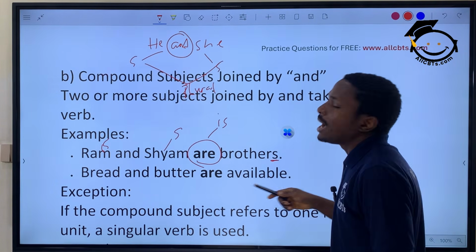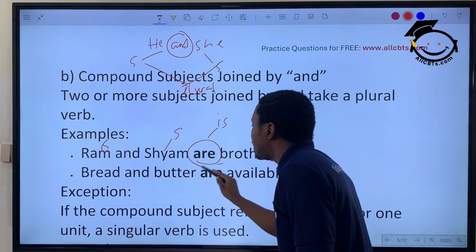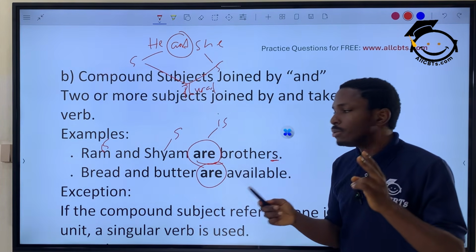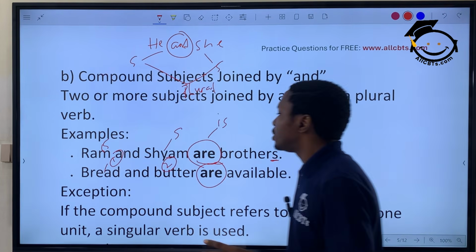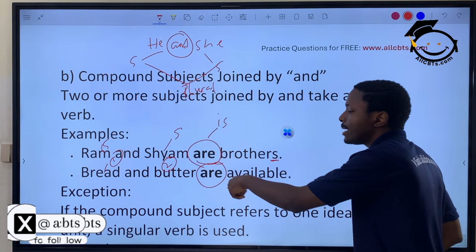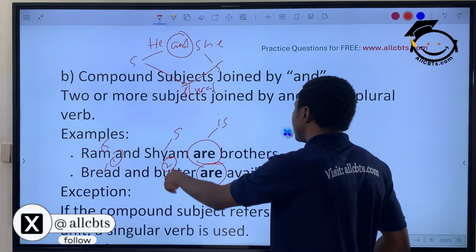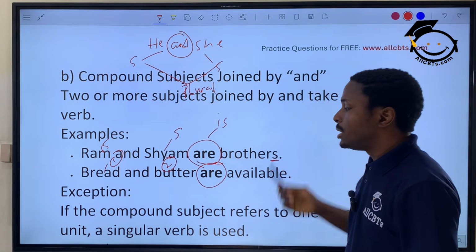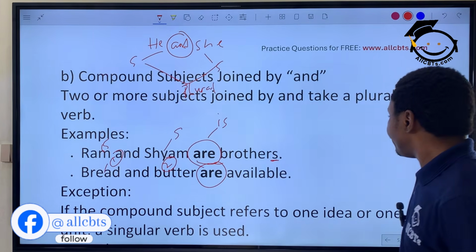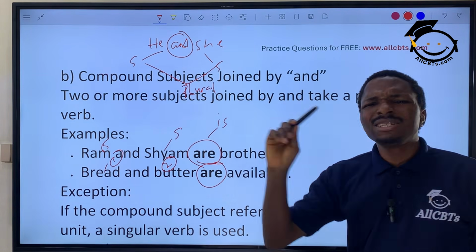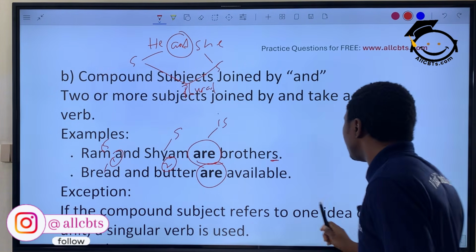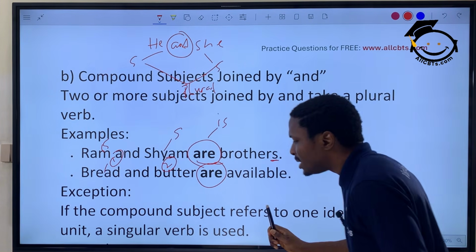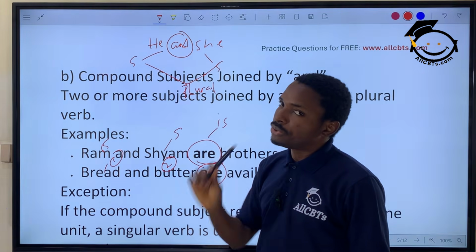Bread and butter are available. Now, bread and butter, plural: two things, one thing, second thing. So bread and butter are, in the plural, are available. Now you have an exception. This is an important exception, take note. If the compound subject refers to one idea or unit, a singular verb is used.